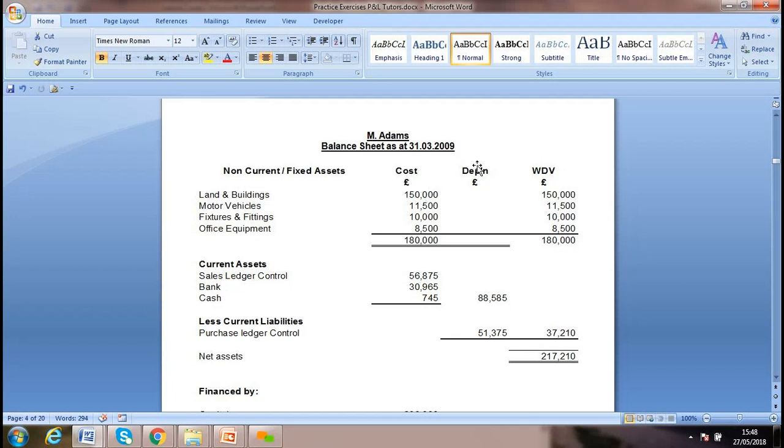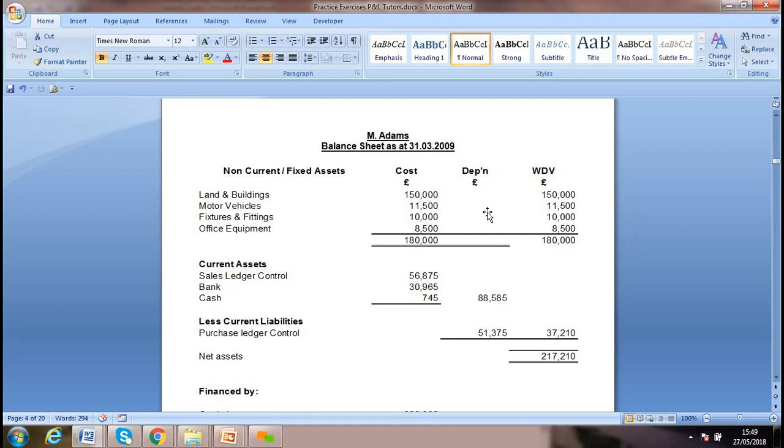Depreciation: in this question we don't have depreciation. Depreciation means the value of the asset needs to be reduced, so it depreciates. Then the WDV, written down value, is called the carrying value or the net book value. The net book value is the same value that we purchased it at, and the value of the asset today is exactly the same because we don't have depreciation. If we have depreciation, we will minus it.